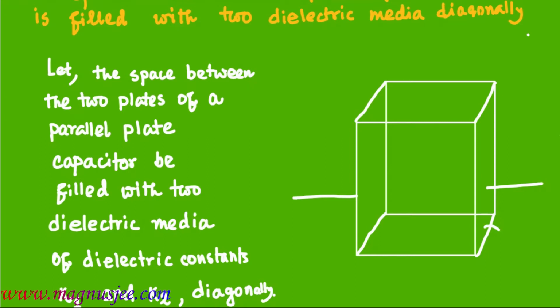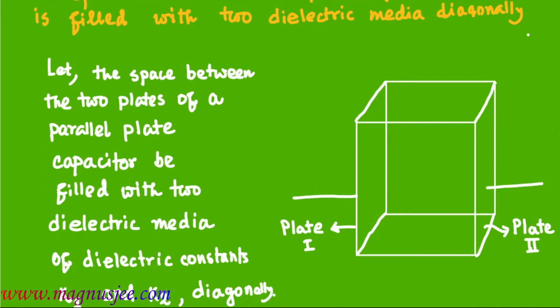We have to find the capacitance of a parallel plate capacitor in which the space between the two plates will be filled by two dielectric media of dielectric constants K1 and K2 diagonally. In the diagram, we have two parallel metallic plates, plate 1 and plate 2, separated by a distance d.